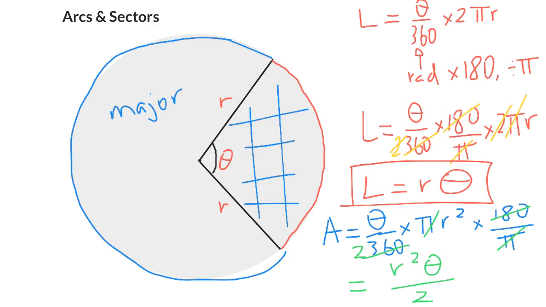Okay, so that's our two formulas we need to remember. The area of our sector is r squared theta over 2, and the length of our arc is L equals r theta. Two nicer ones to deal with that you will get comfortable with using as we move forward. Let's have a look at an example.